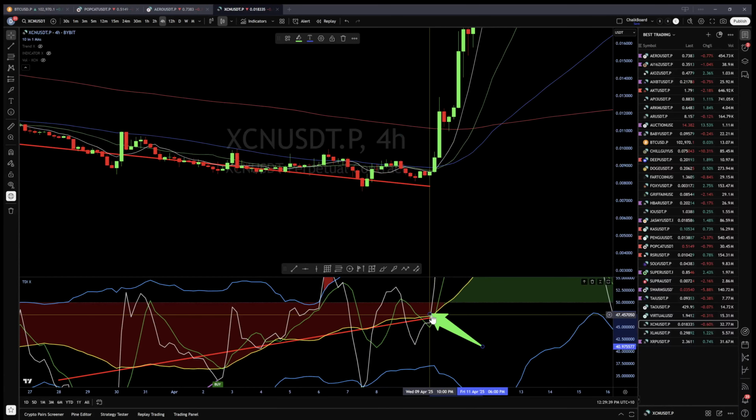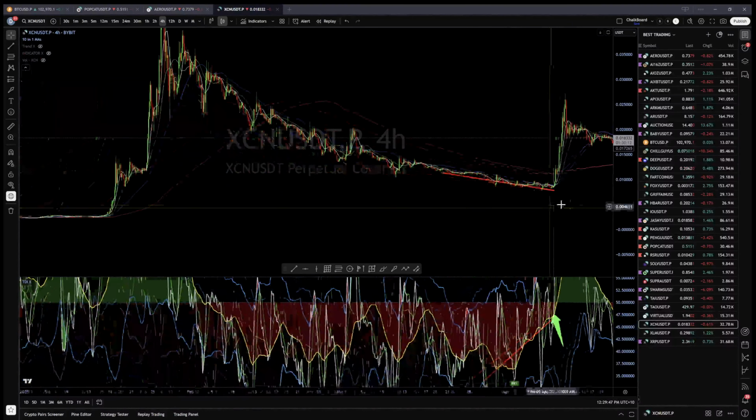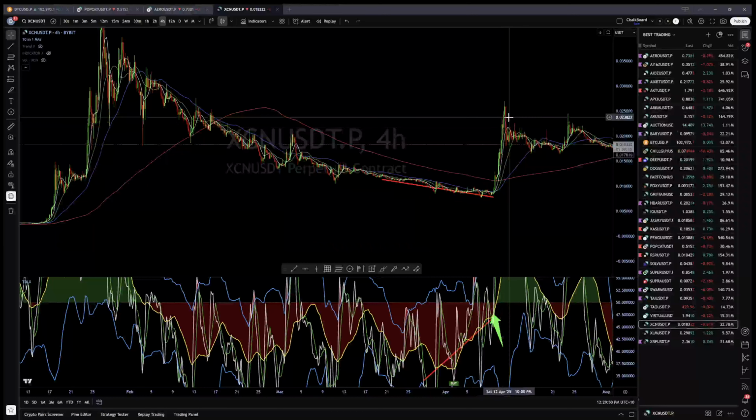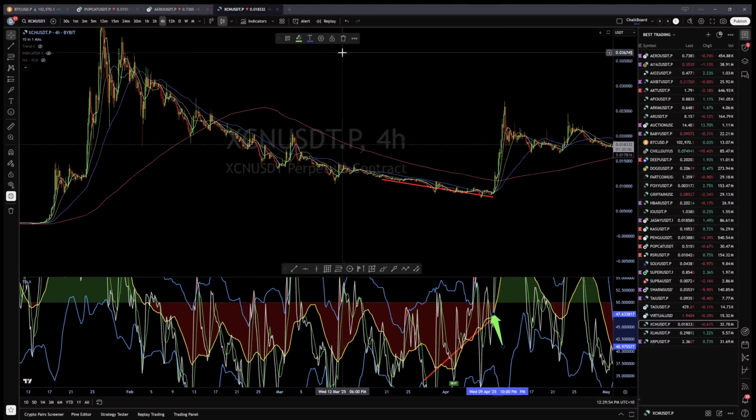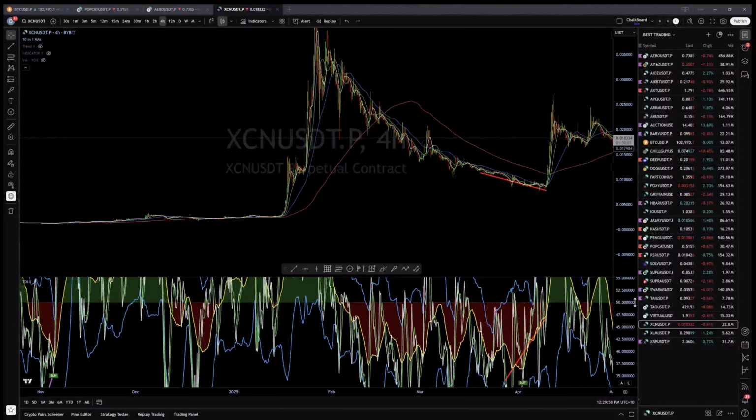Right when it has the final crossover, you're getting ready for a massive move, and it's a long-term move. This is a great way to enter trades, like for a swing trade. Like this was a big move. I'll show you more scenarios with it, and I'll explain some things as I go.